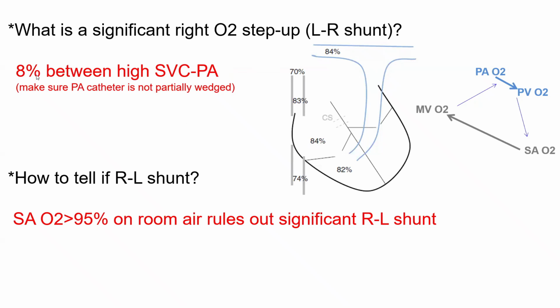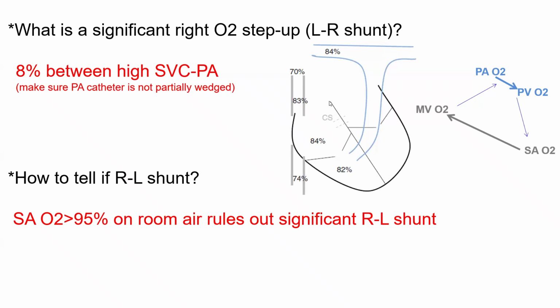Now, 8% is not a perfect number. You could have an 8% step up and not have a significant shunt. And conversely, you can have a significant shunt with less than 8%. And I will elaborate on that. But that's a good number to start with.